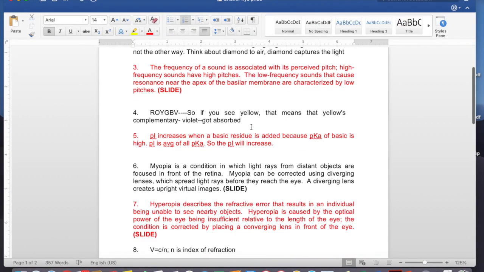Next, ROY G BV. If you don't know what that is, it's the order from the longest wavelength to the shortest wavelength, and also energy-wise. Because R is red, it has the longest wavelength, so it's going to have the lowest frequency, and frequency is associated with energy, okay? Because E equals hf, where h is Planck's constant, V, violet, will have the greatest energy but the shortest wavelength. Red is going to have the longest wavelength with the lowest frequency and the lowest energy out of these six. Okay, so just know ROY G BV, and that is the order, right?